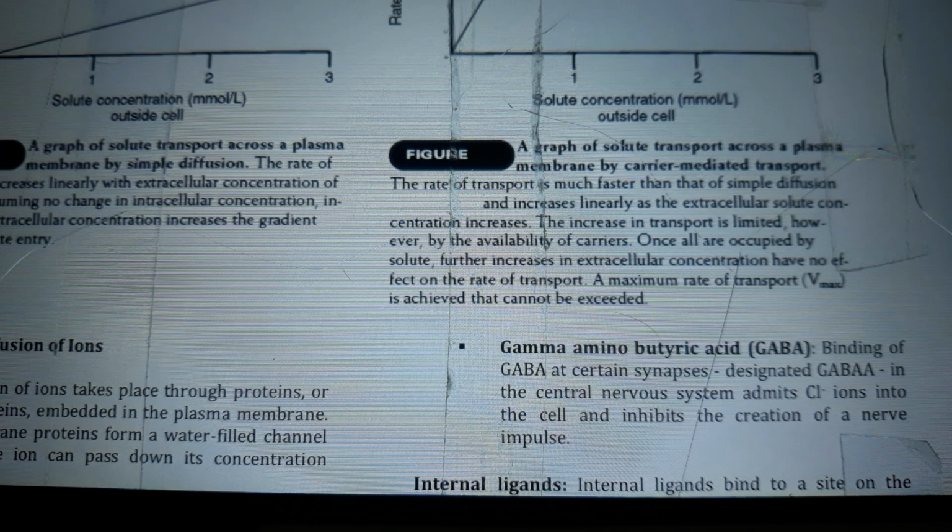And in the other graph, we have a graph of solute transport across a plasma membrane by carrier-mediated transport. Here, the rate of transport is much faster than that of simple diffusion and increases linearly as the extracellular solute concentration increases. The increase in transport is limited, however, by the availability of carriers. Once all are occupied by solute, further increases in extracellular concentration have no effect on the rate of transport. A maximum rate of transport, Vmax, is achieved that cannot be exceeded.